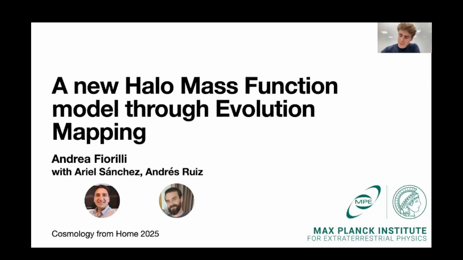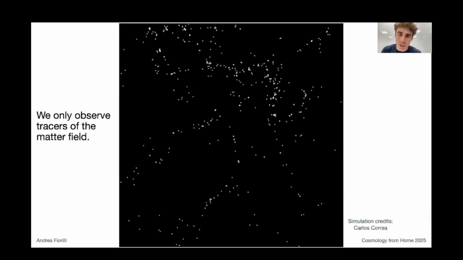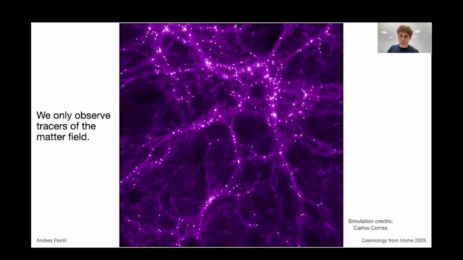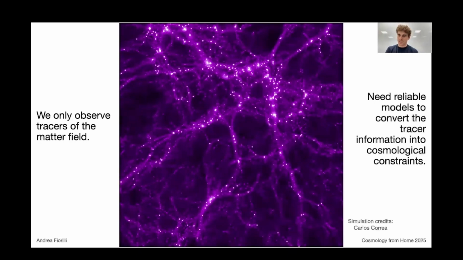So the halo mass function is one of those key observables in large-scale structure that help us relate what we see, a distribution of tracers of the dark matter field, to the underlying cosmology, like you see in this slab from a cosmological simulation. To do this, we need, of course, reliable models to convert the tracer information into cosmological constraints. The halo mass function is one of these powerful tools.